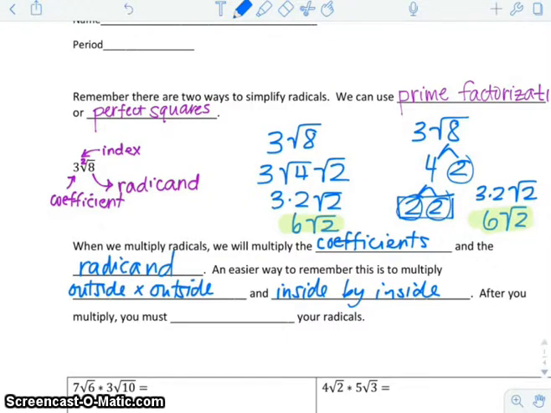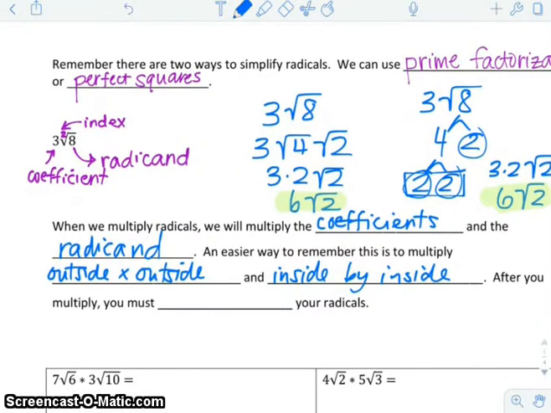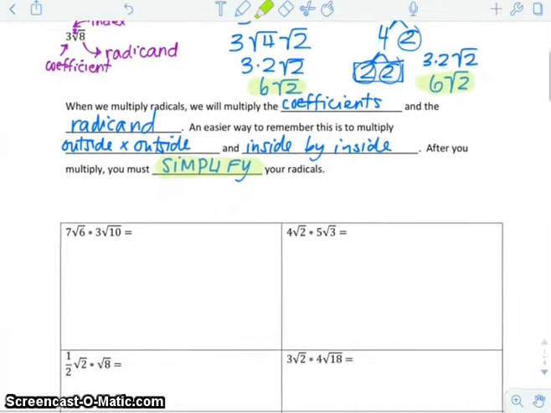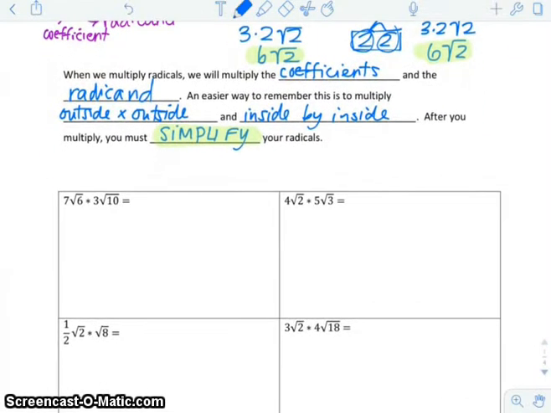And then this is really key. After you multiply, you must simplify your radicals. So multiply and then simplify. So here is an example of 7 radical 6 times 3 radical 10.